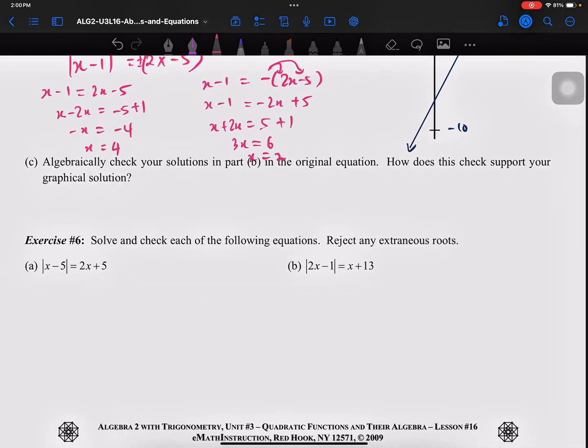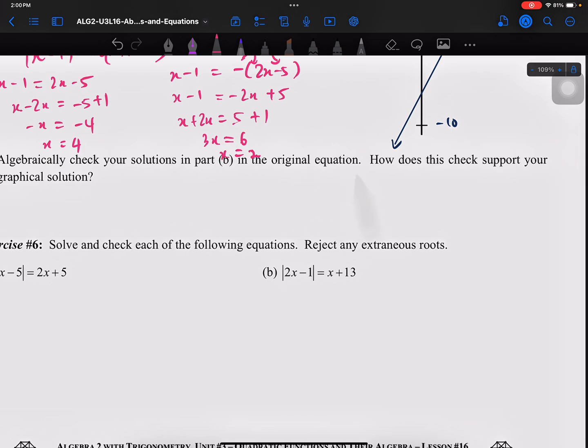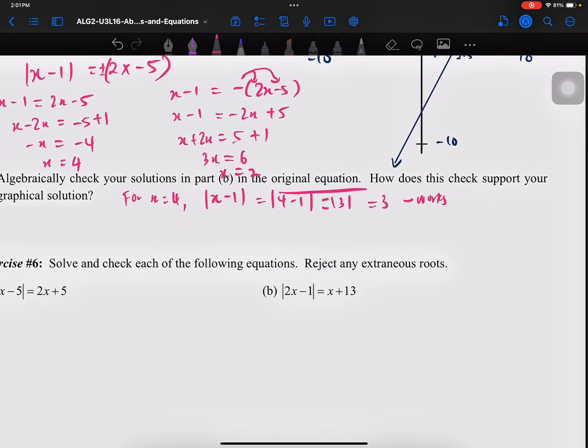For C, you need to put the value inside the original equation. So we try to put x equal to 4 inside the absolute x minus 1, right? So it is 4 minus 1, and it gives you absolute 3, which is 3. So yes, it works. If you put it in the right side, 2x minus 5, so try to put 4 inside. 4 minus 5, it gives you 3. So it works. Both equations, you got 3.